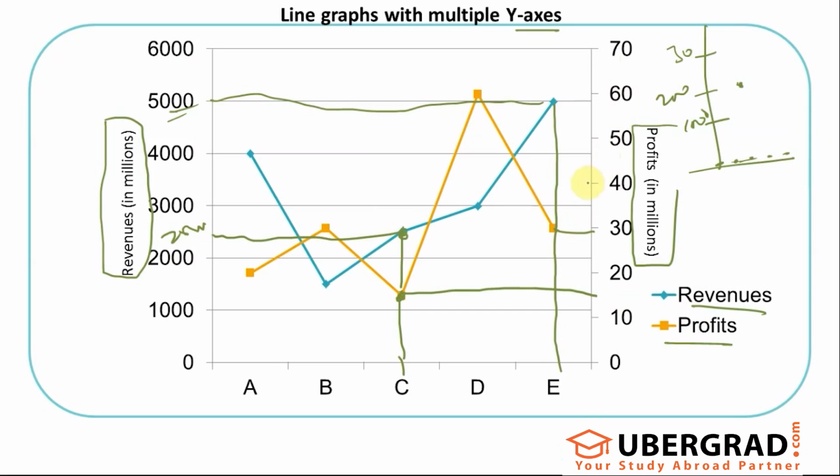So if I am reading for profits, I should only look at the right side of the y-axis, right? I should not look at this blue diamond to this side, right? That's absolutely wrong, because the blue diamond is revenues and that should be looked at on the left side of the y-axis.